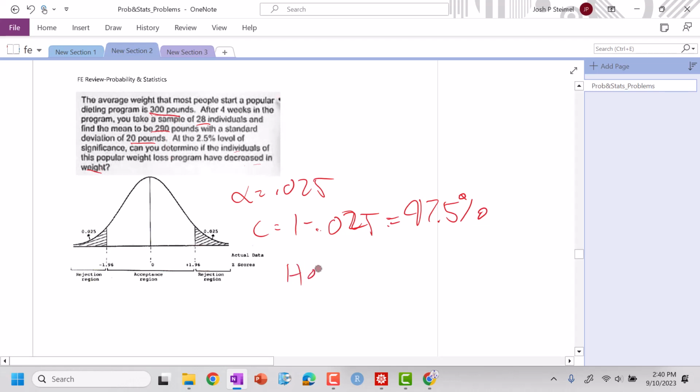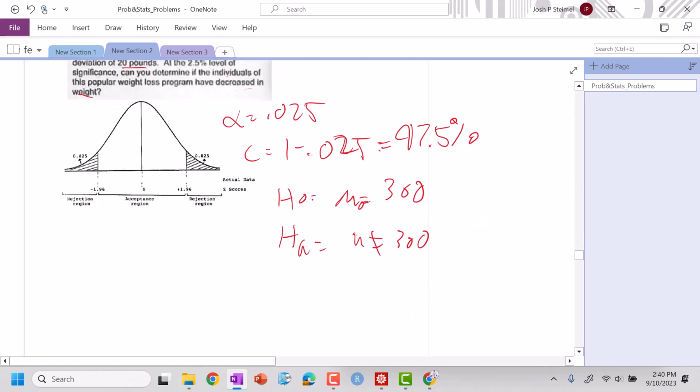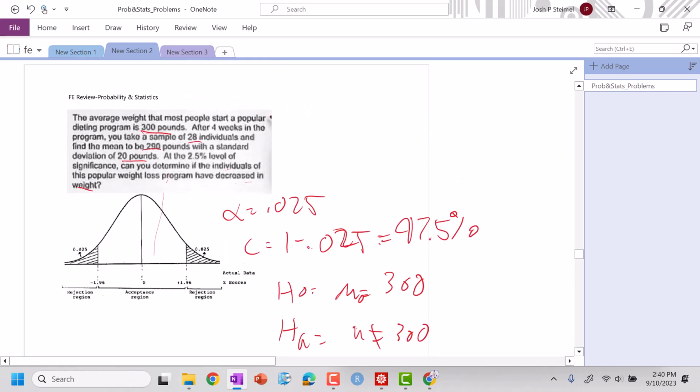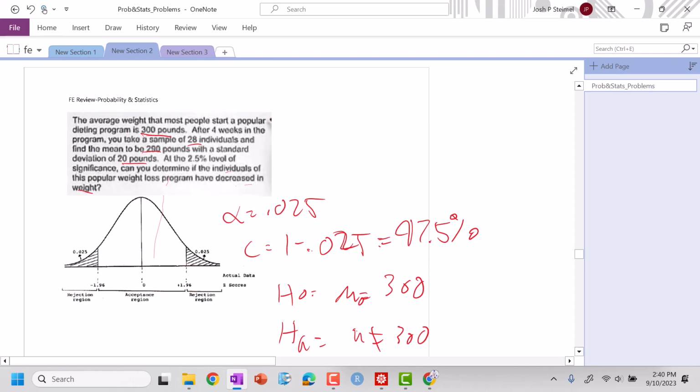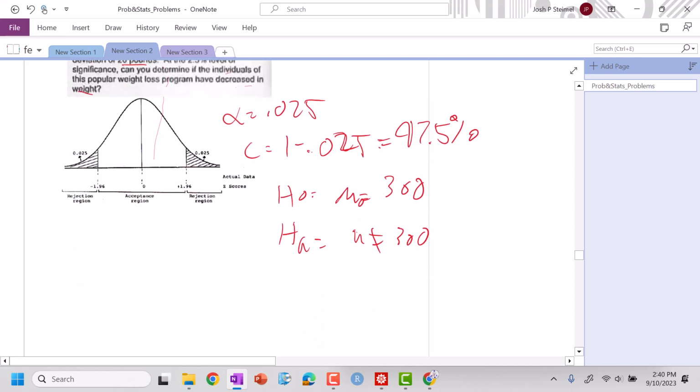So our initial hypothesis is that our population mean is going to be equal to 300, our mu naught. That's our null hypothesis. Our alternative hypothesis is that it is not equal to 300, i.e. statistically significant and different. You can do a t-test comparison with this as well, but we can't really because we don't know how many samples we had initially.